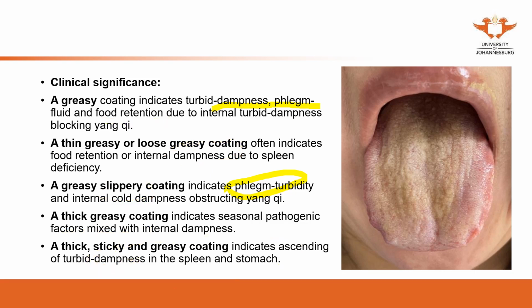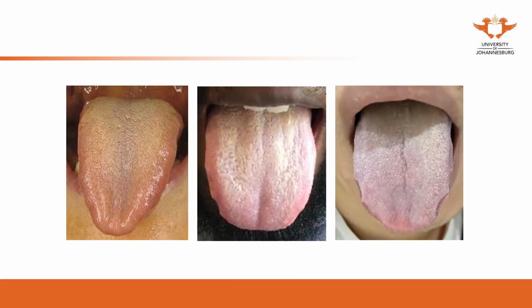So these are the greasy coatings. The first one is the greasy coating. You see here, it's moist. This greasy coating is dry. This one is also dry, but you can see the tongue color is different. The tongue colors are different. This also can indicate different conditions.